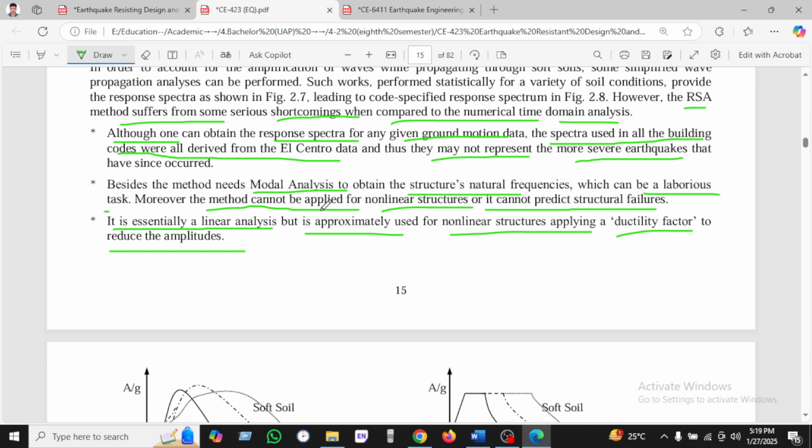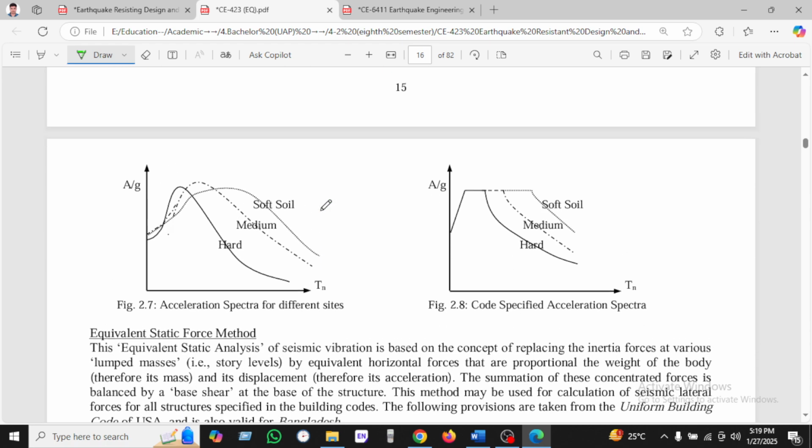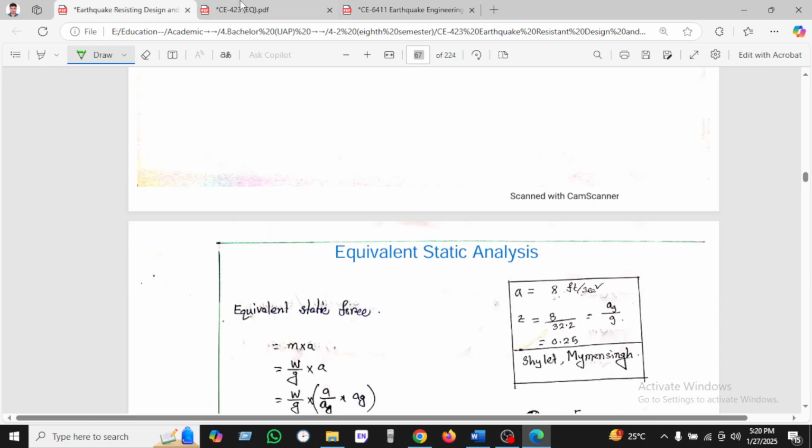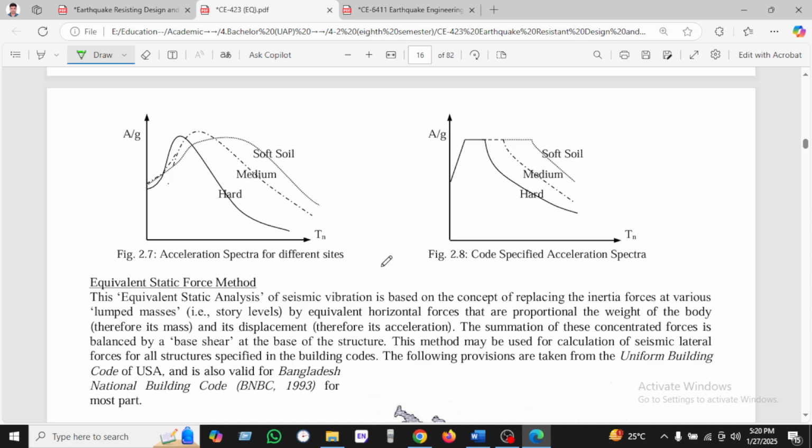So we have been seeing the equivalent static force. Now we can see here the acceleration spectrum in different sites. We can have different soil parameters: hard soil, medium soil, and soft soil. And the code-specified acceleration spectrum we can see in hard soil, medium soil, and soft soil.